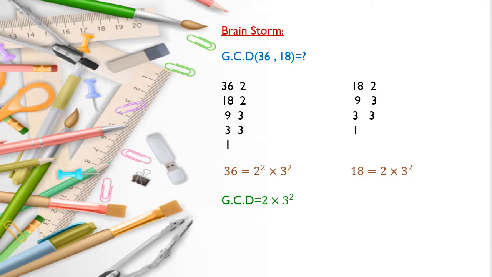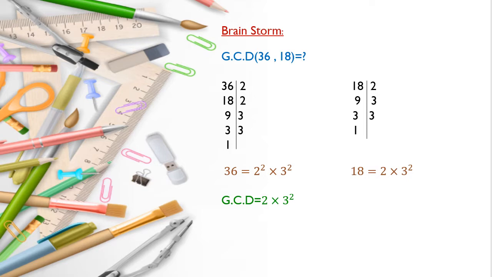Let's make a brainstorm about the things that we have explained in the last session. In the last session, we have learned how we can find the GCD of two numbers. We have said, to find the GCD of two numbers, first, we have to write each number as a product of prime factors. Then we take the common elements presented in both with the least power.